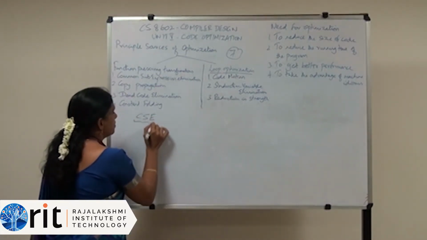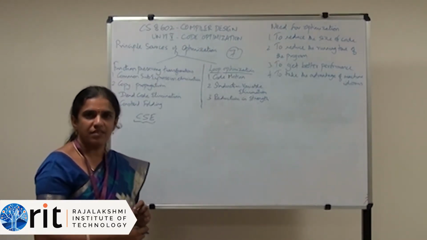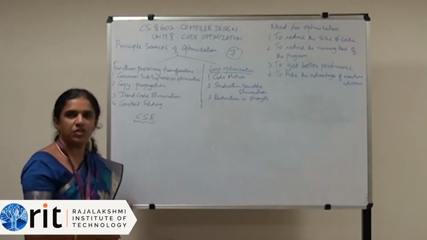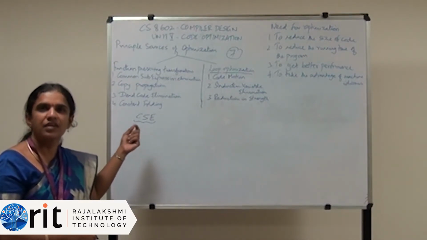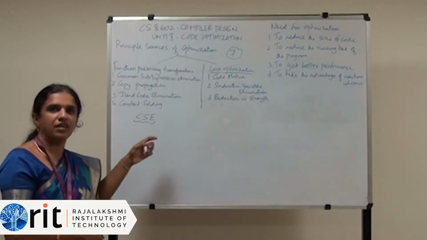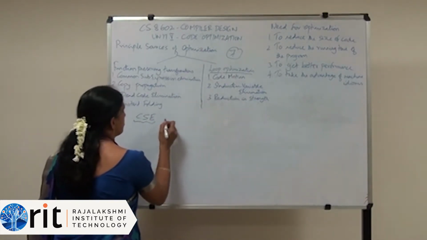It can be called as CSE. In 2 marks, it can be asked as define the term CSE. It means the common sub-expression elimination. As the name itself implies, we have to eliminate the sub-expression which is common to 2 or 3 statements. Let us see one example.